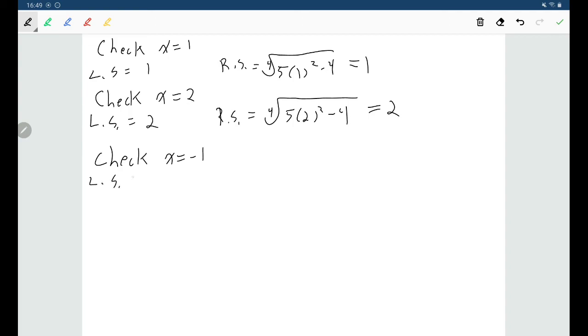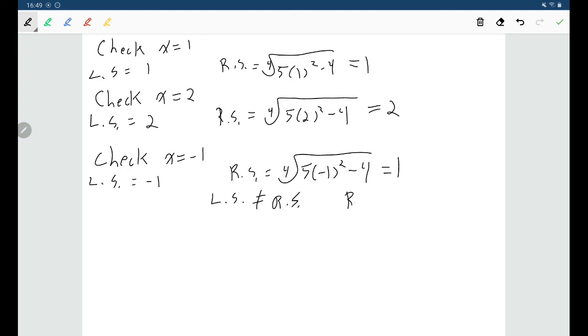So the left side would be -1, and the right side would be the 4th root of 5 times -1 squared minus 4. Which, if you were to evaluate that, 5 times -1 squared is 5. 5 minus 4 is 1. 4th root of 1 is 1. So we have left side and right side not equal to each other. That means that we're going to reject x being -1. And we'll see the same thing happens for x being -2.